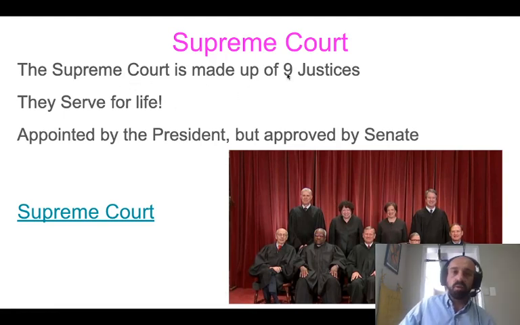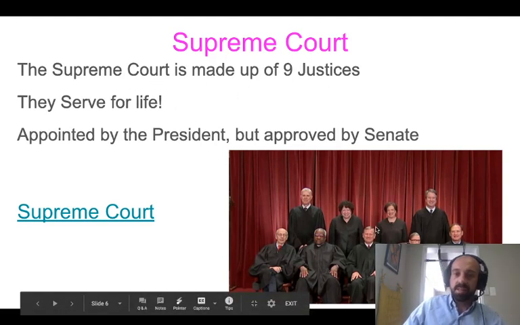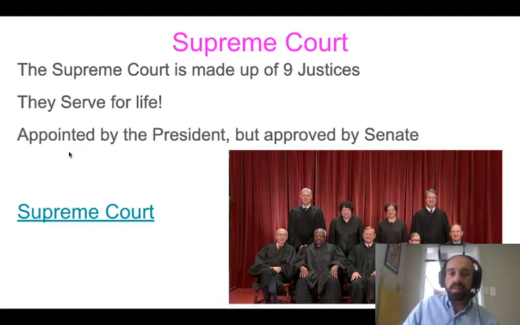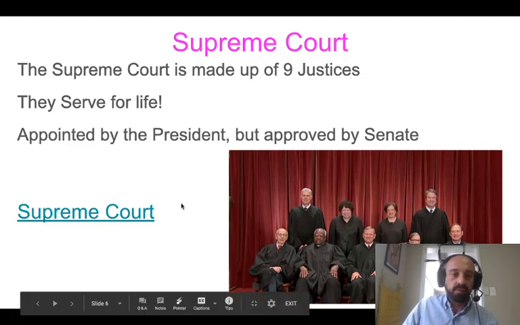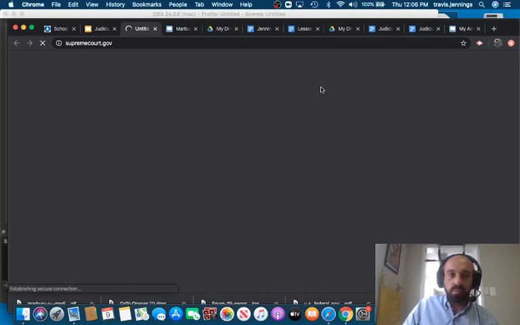Okay, so the Supreme Court is made up of 9 justices, and here they all are in this nice little picture right here. They serve for life, and they are appointed by the president, but this appointment has to be approved by the Senate. Okay, so if you want to look at this link here, you're going to go right to the Supreme Court website.